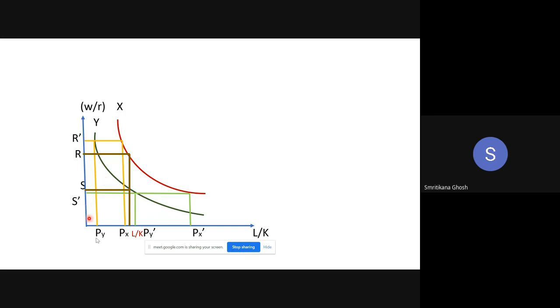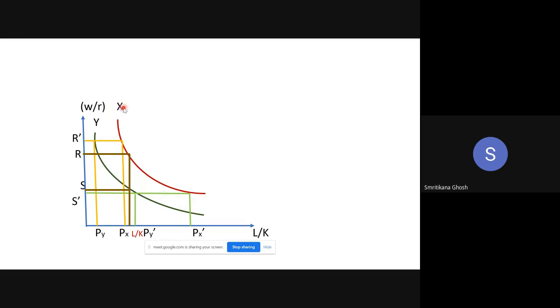Look, first of all, on the horizontal axis, we are measuring L by K, labor by capital, that is the endowment ratio. On the vertical axis, we are measuring the price of those endowments, that is W by R. Now, there are two downward sloping lines. One is X, another is Y. These downward sloping lines are showing the relationship between W by R and L by K. Now look why they are downward sloping. Why are this green and this red line downward sloping?